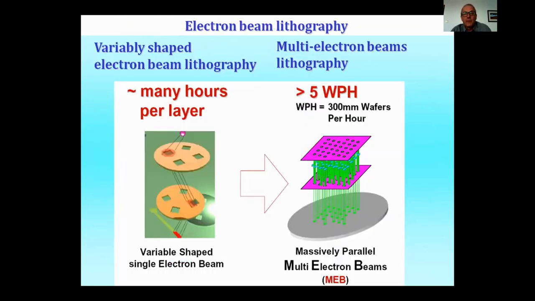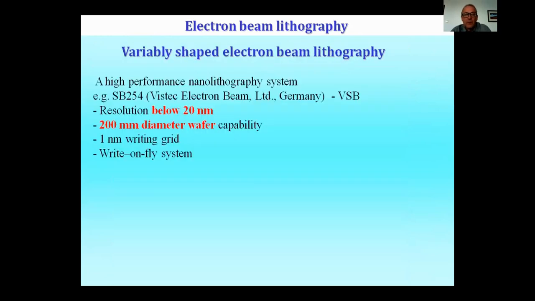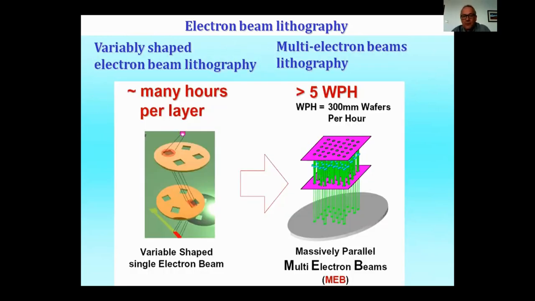Alternatively, there is multi-electron beam lithography, where instead of one beam, which is standard electron beam lithography in research, we can divide the electron beam using a special aperture into many beams, which can expose the resist in one shot.